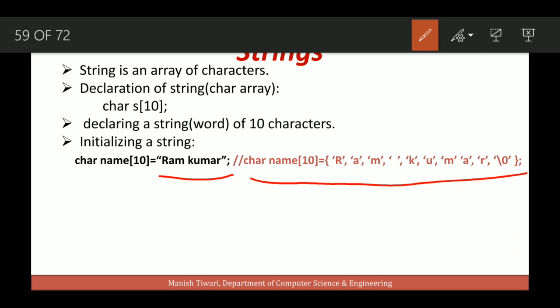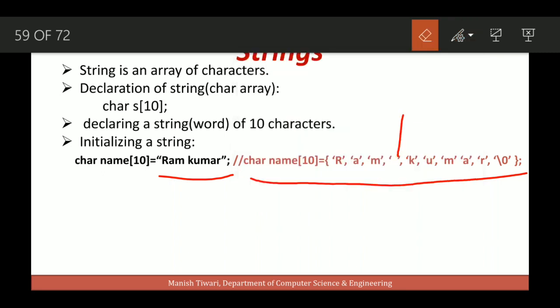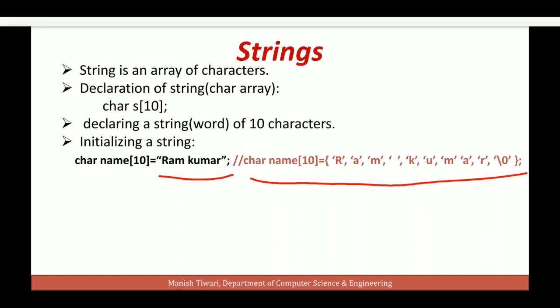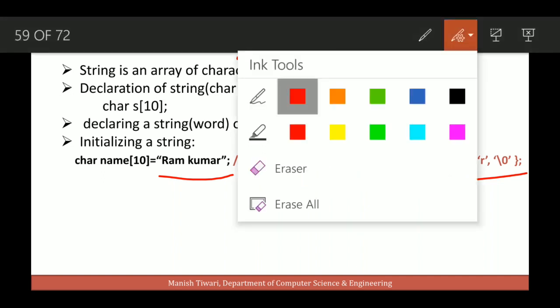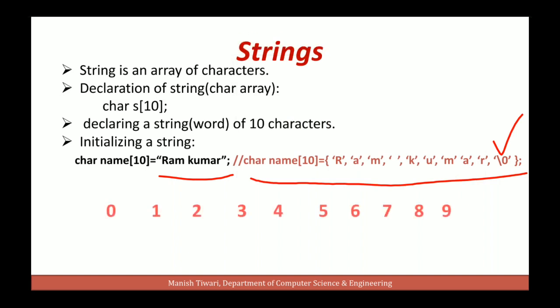And here you can see that this space is also treated as a character. So this space is also a character actually. And this last character is the null character. So this you can see is a null character. Every string must be terminated with a null character. So this is the real picture.